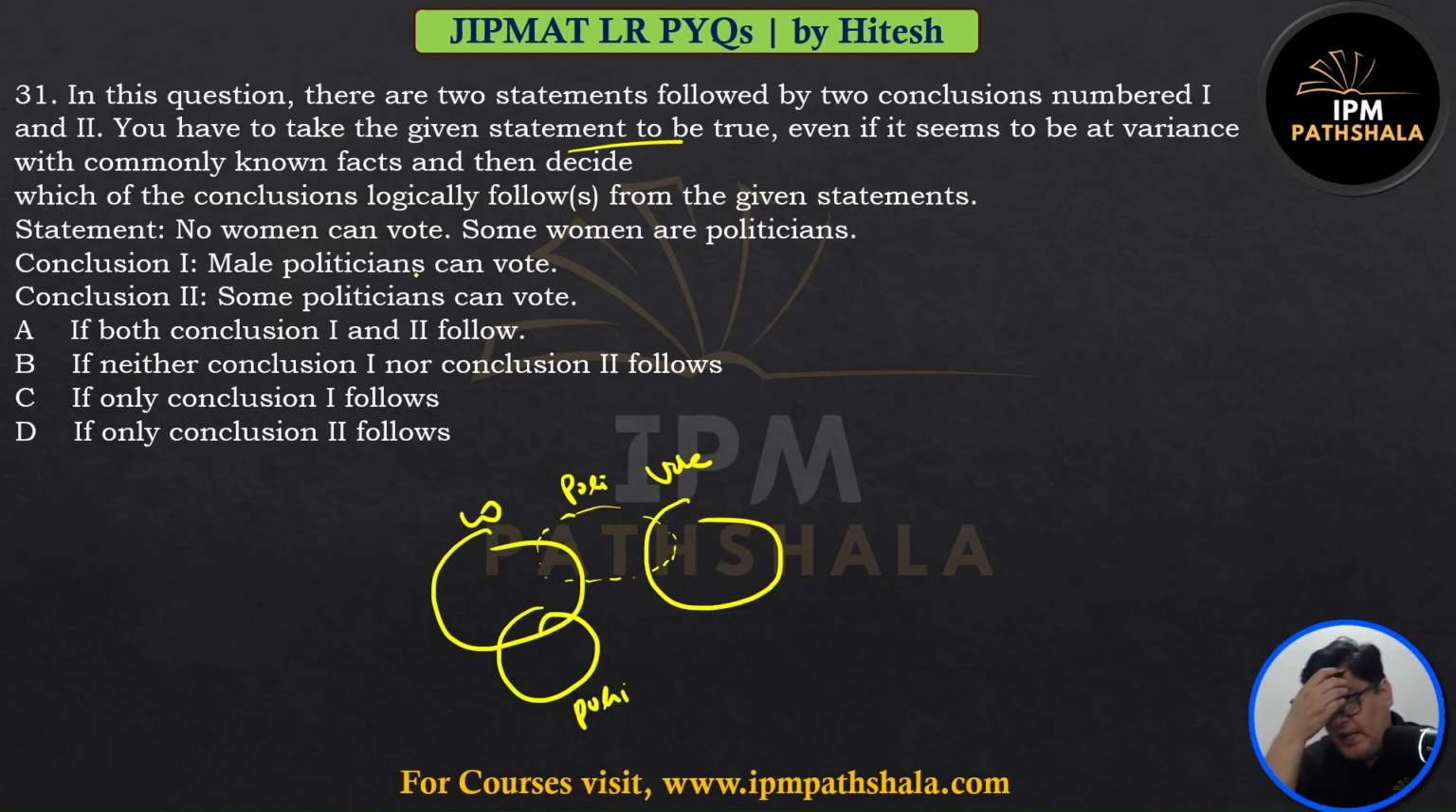Male politicians can vote. See, first of all, politicians will overlap with vote or not, we don't know. Male politicians will vote, I cannot say. If this is the right diagram, politicians have nothing to do with voting. You're not thinking in common terms of what happens in real life. No. This is a Venn diagram. May or may not overlap. Some politicians can vote. Why? There is no politician voting here. So what follows? Neither one nor two.